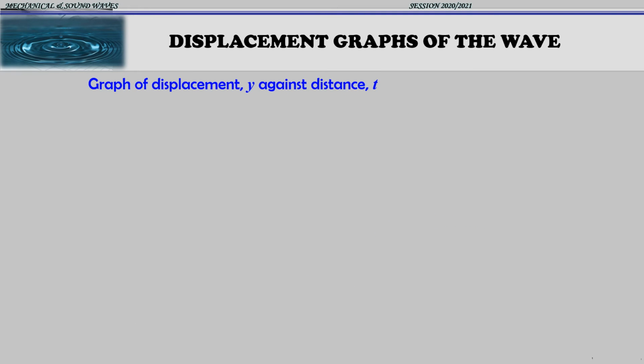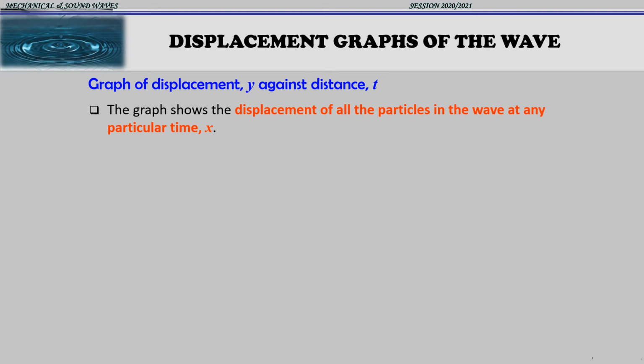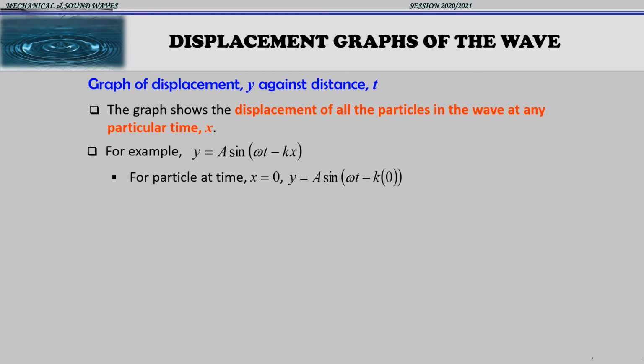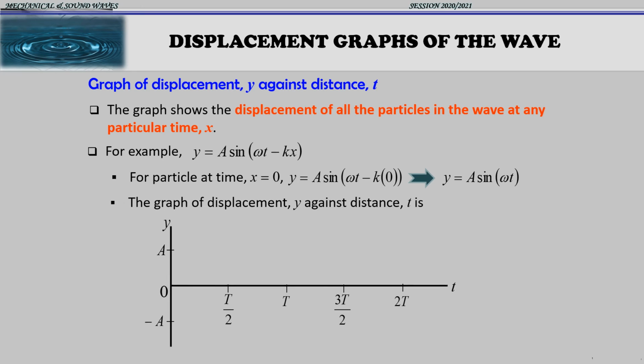Graph of displacement y against time. The graph shows the displacement of one particle in the wave over time. For example, y equals A sin(omega t minus kx). For the particle at x equals 0, we will get y equals A sin omega t. The graph of displacement y against time is as shown.